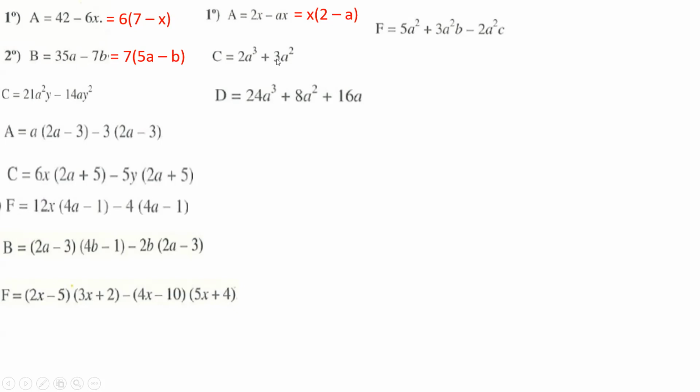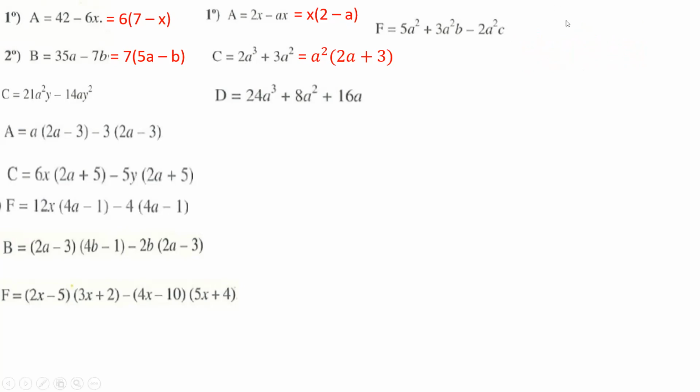Now, 2a cubed plus 3a squared. Positive and positive, I don't take the positive sign because I don't write it. Between 2 and 3, no common. Between a cubed and a squared, I take the variable with the least exponent. So I take a squared and I open parentheses. 2a cubed divided by a squared: 2 divided by 1 is 2, and a cubed divided by a squared, I keep the base a and I subtract exponents. 3 minus 2 is 1, so I write a. Positive 3a squared divided by a squared cancels a squared since they have the same base, same exponent, and I am left with positive 3.